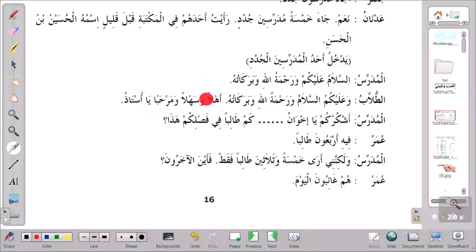Ahlan wa sahlan is a term that is used like, in English we say welcome, okay, wa marhaban. So you can either say ahlan wa sahlan, simple, or you can say ahlan wa sahlan wa marhaban bika, and that all means welcome. I hope that is clear. It's a welcoming terminology, okay. Al-Mudarrisu, the teacher says, ashkurukum ya ikhwan, I thank you, O brothers.